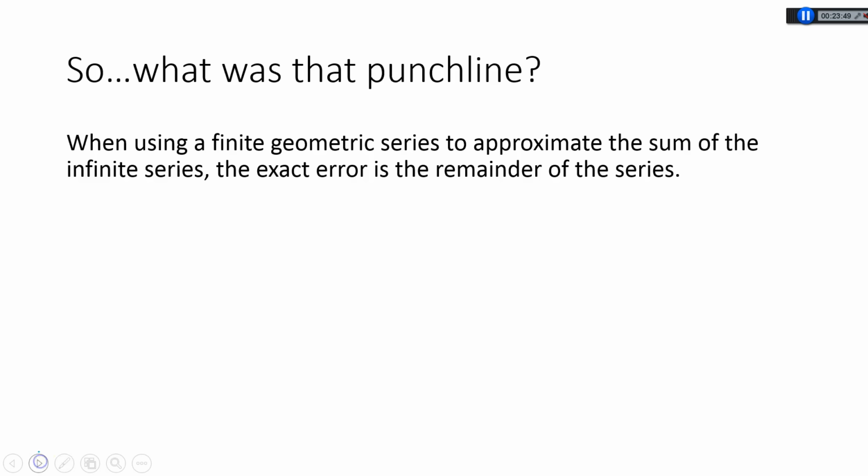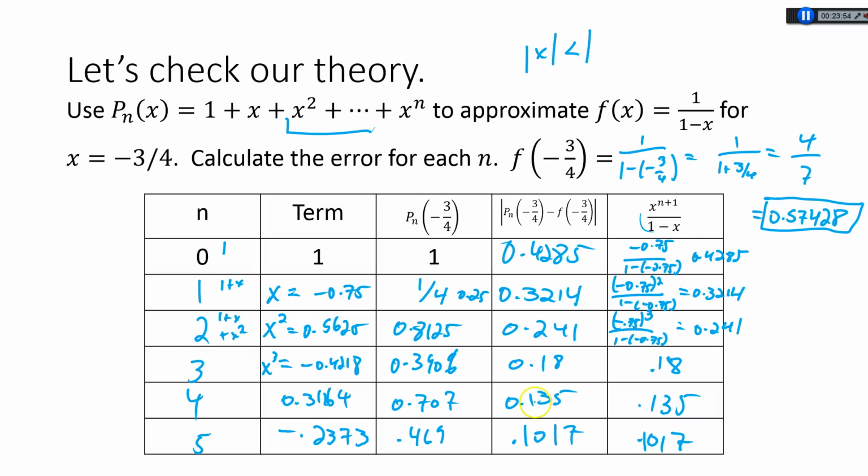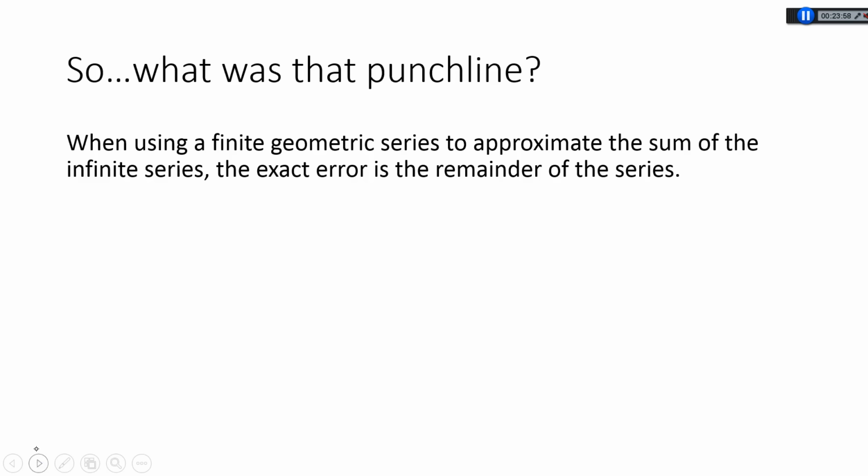So what was that punchline again? Because I feel like when we do these tables, things get very muddled, and it's like, what the heck are we showing? So the point is, when using a finite geometric series to approximate the sum of an infinite series, the exact error is the remainder of the series. So if we want to use a over 1 minus r, any a and any 1 minus r. And in this case, we're most interested when there are x's involved.